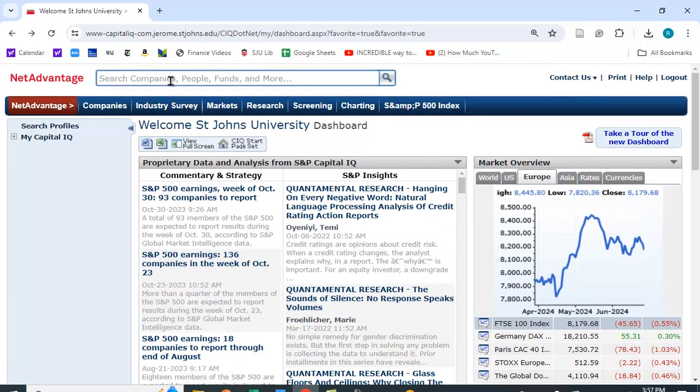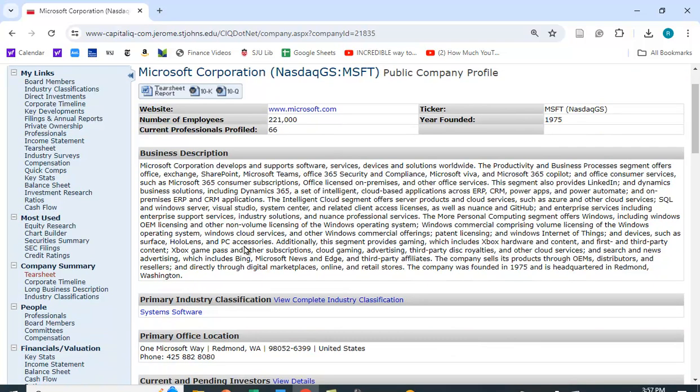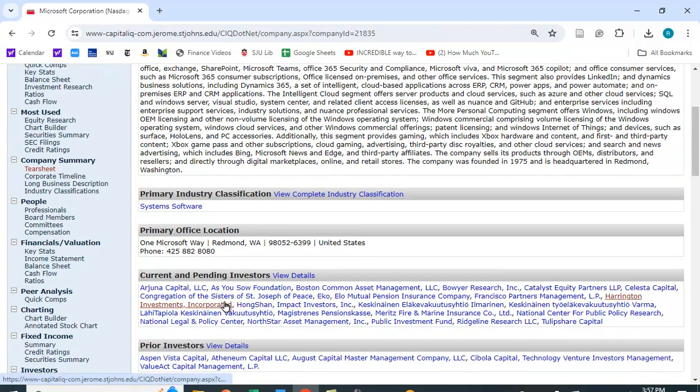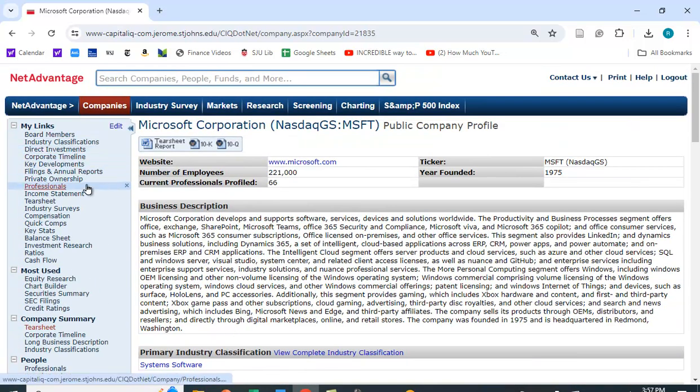Now, let's take a look at some company analysis. So I'm going to look at Microsoft. So I'm going to type in their ticker of MSFT. And we get information on Microsoft. So we get a description of their business, their industry classification, where their offices are located, and some other information here. And over here, there's quite a bit of useful information you can find.